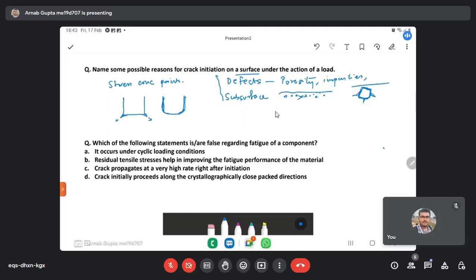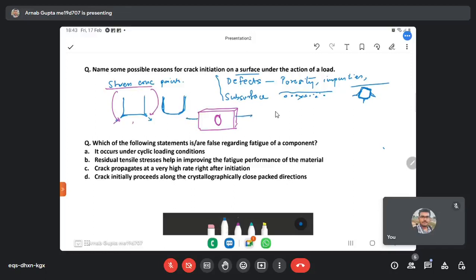So here stress concentration occurs. Corner points. Again, similarly, if you look at some components, say this is an engineering component, and you're having a rectangular bar, say, with an oval hole in between. So due to this oval hole, what happens when you are applying the stress?